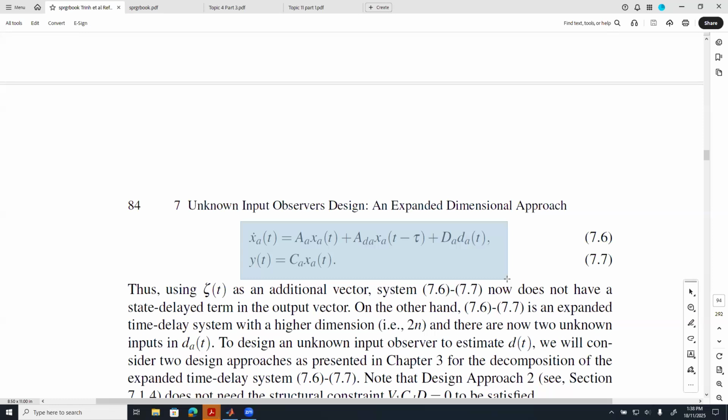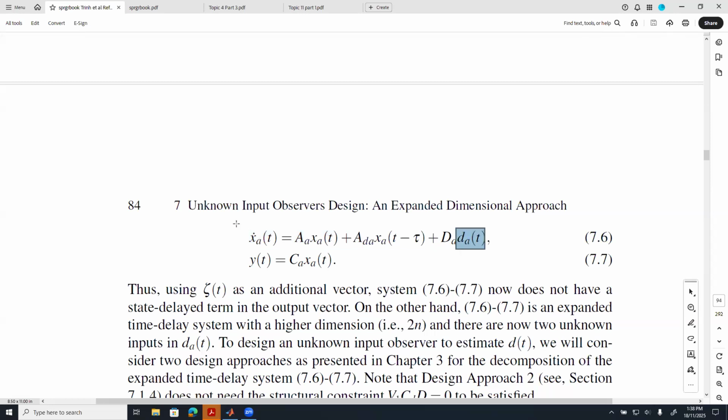Now, the distinct feature about this augmented or expanded time delay system is that the output measurement vector itself is now expressed in terms of this augmented stack vector. So what we can see here is that the delayed stack vector x(t minus tau) actually disappears. However, at the expense that the dimension of the system is twice the dimension of the original time delay system, as well as we have two unknown inputs in here.